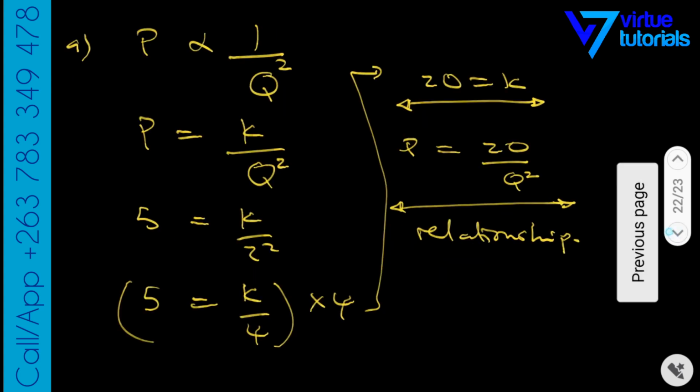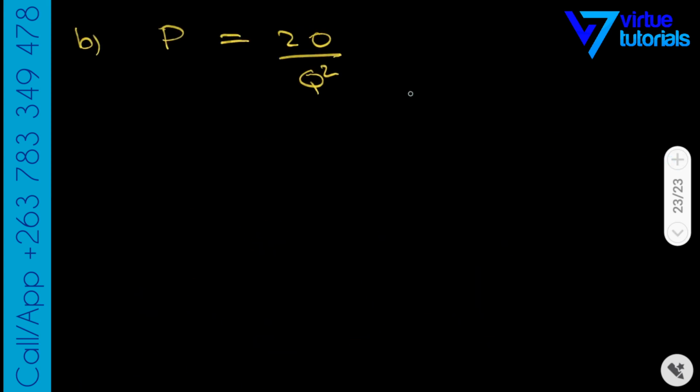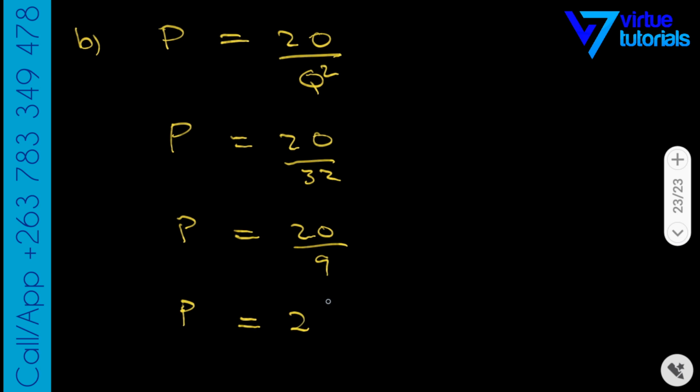The question that follows is find P when Q is 3. So instead of Q, we're going to replace Q with a 3. So P is equal to 20 over 3 squared. P is equal to 20 over 9. That's going to be P is equal to 2 and 2 over 9. So that's inverse variation. You can try the questions on inverse variation.